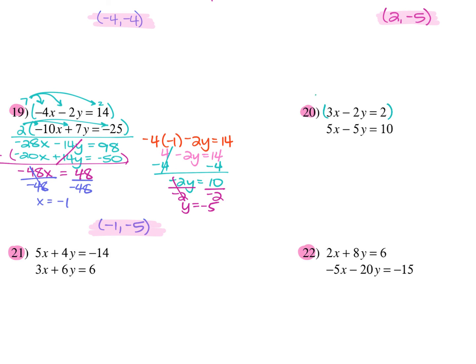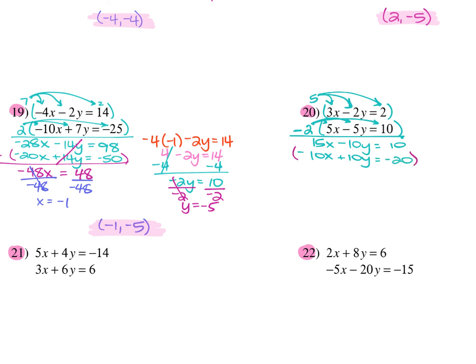5 and negative 5. The bottom one, you have 5y times what is going to give you a 10y? 2. Which of these do you want to be negatives? 2. Okay. So distribute in that 5. 5 times 3x, 15x. 5 times negative 2y, negative 10y. And 5 times 2 is 10. The negative 2 times 5x is negative 10x. The negative 2 times 5y is positive 10y. And the negative 2 times 10 is negative 20.